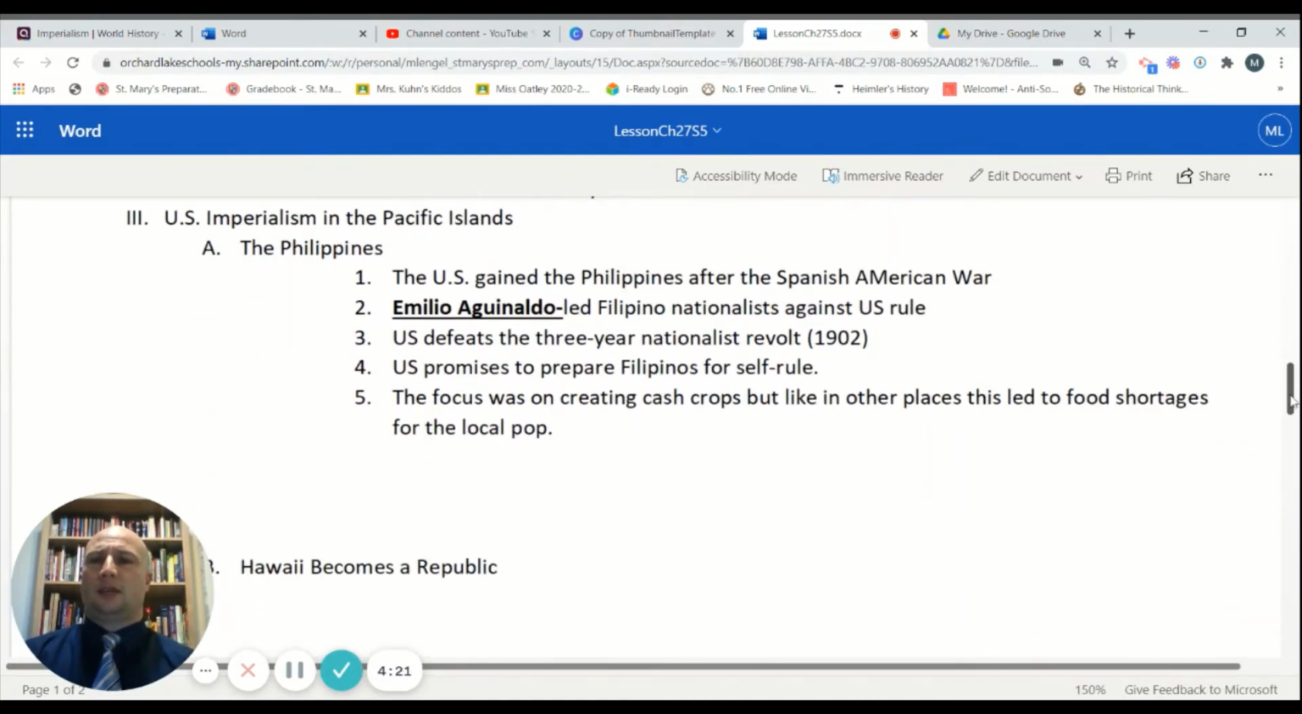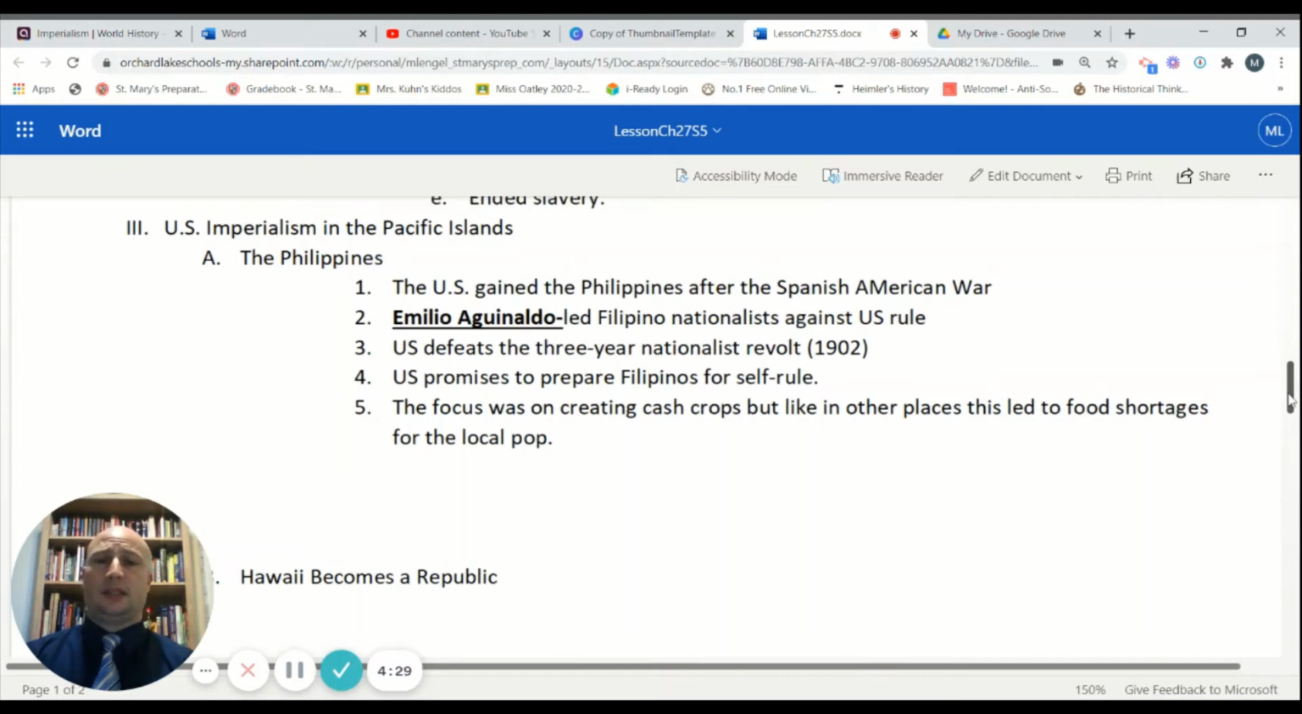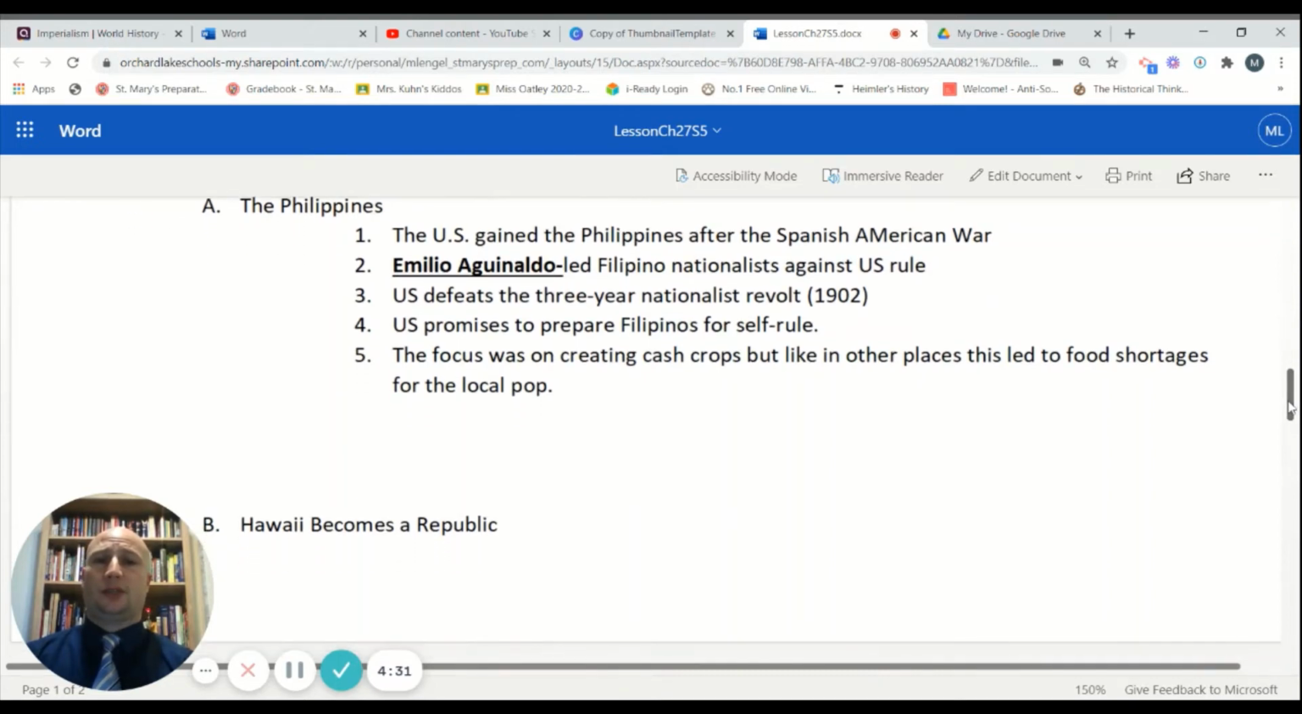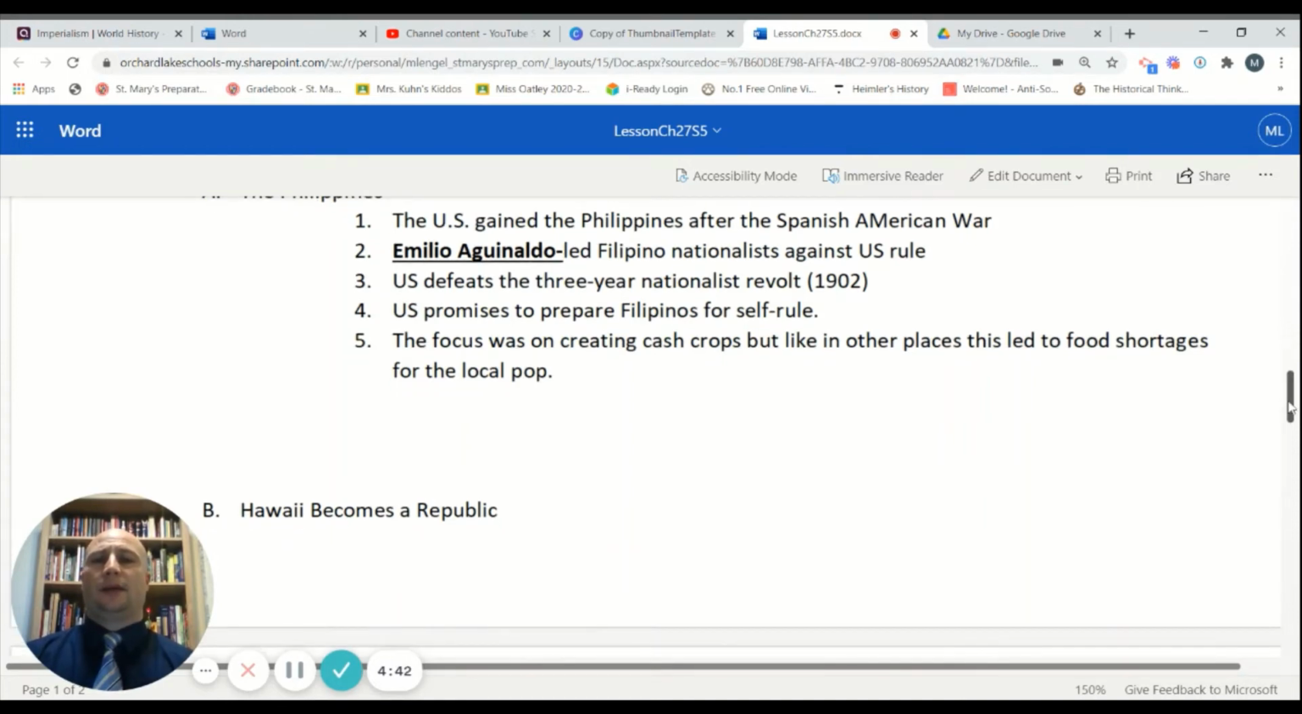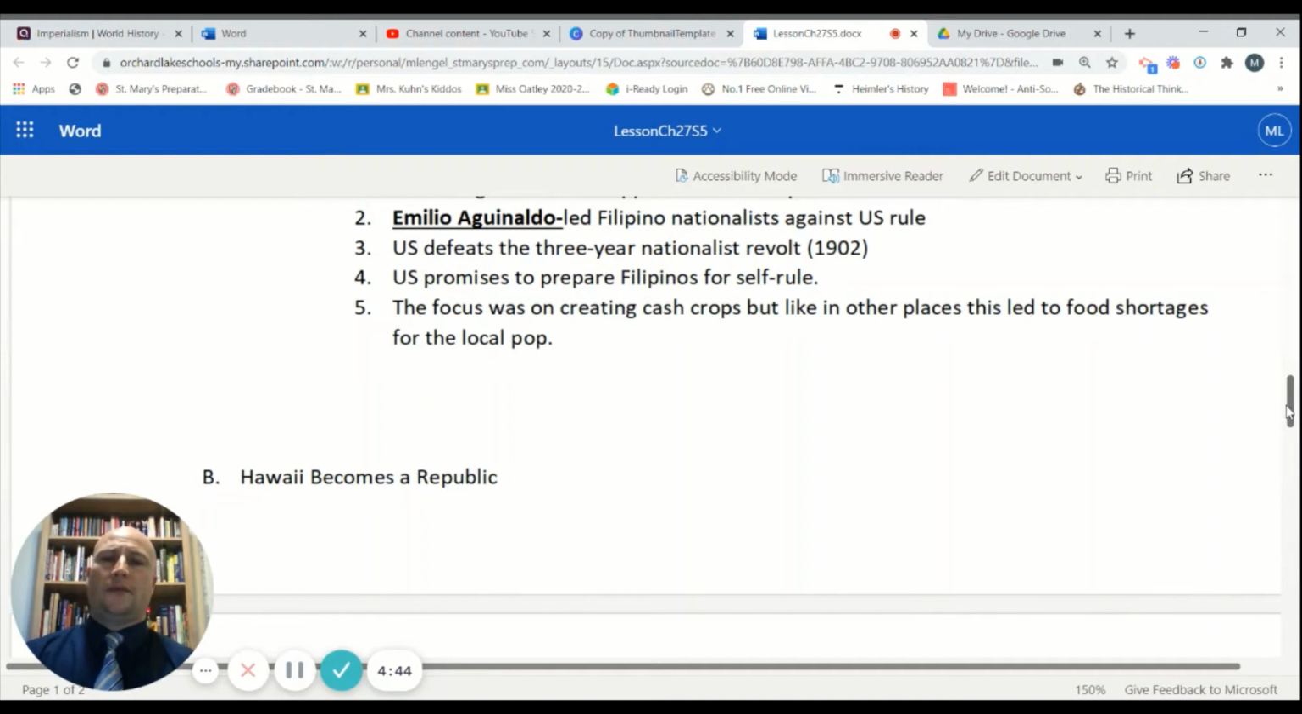Roman numeral III will take a look at the United States and the imperialism that they got involved in in the Pacific Islands. First of all, the Philippines. The United States gained the Philippines after the Spanish-American War. They actually took over Cuba as well, and then some other entities that Spain gave up. But the Philippines became a pretty big colony for the United States. However, Emilio Aguinaldo led a Filipino nationalist movement against United States rule there. It was a 3-year nationalist rebellion that ended in 1902 with the United States defeating that rebellion.